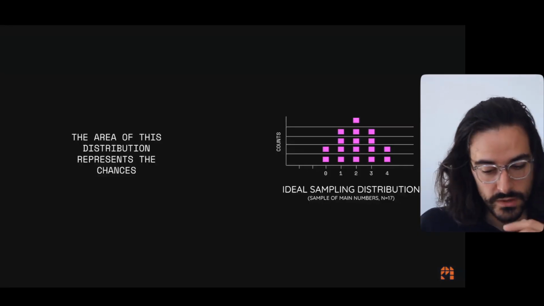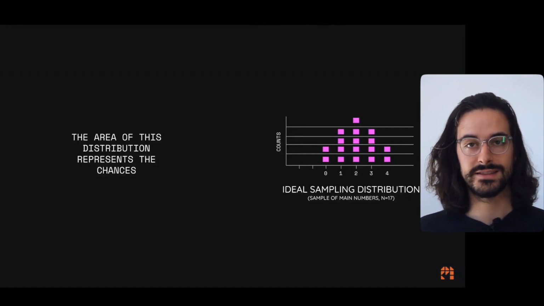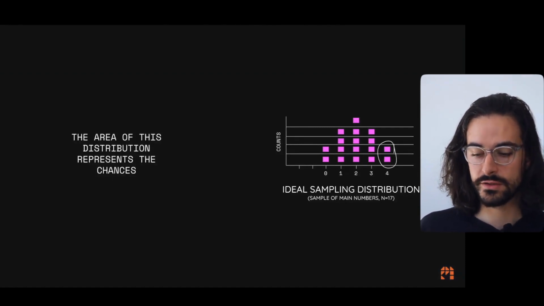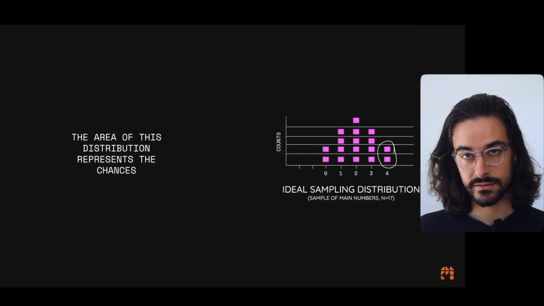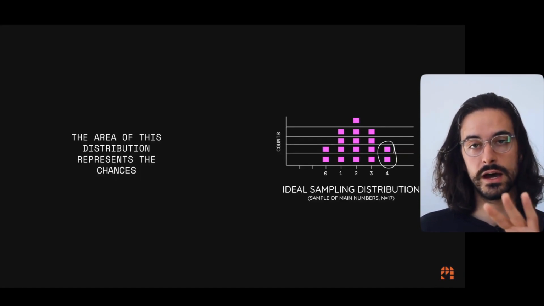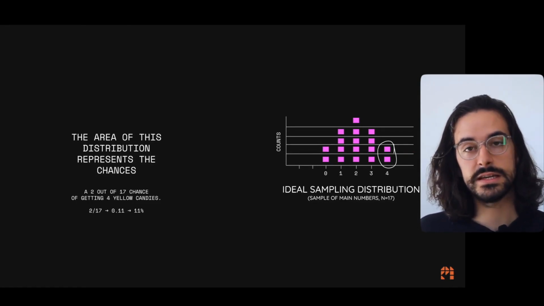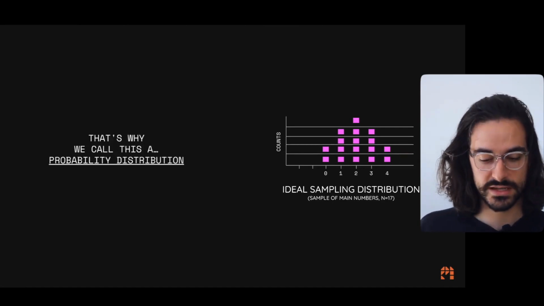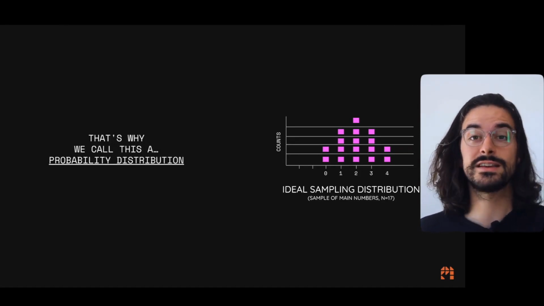Okay. So we know that the area of the distribution represents the chances that you're going to find a sample of certain value, right? So we know that these 2 4s here, these are the chances, right? 2 out of 17, the chances that you find a candy bag with 4 yellow candies, right? A 2 out of 17 chance of getting 4 yellow candies. 2 divided by 17, that's 0.11, also known as 11%. So we can translate them into percentages and decimals. We talk about this, right? So that's why we call this a probability distribution, because it's a distribution that's giving us a probability of finding a certain sample.